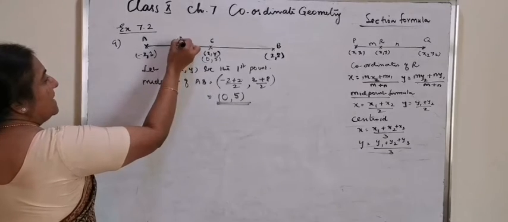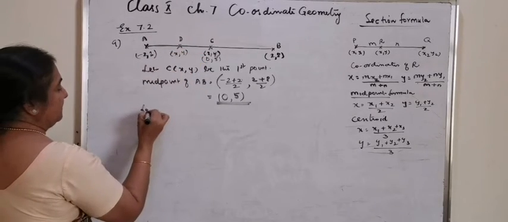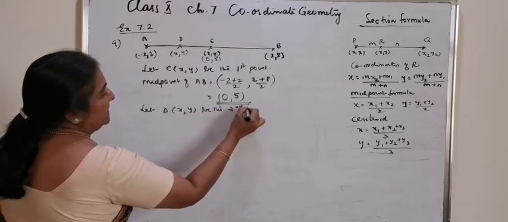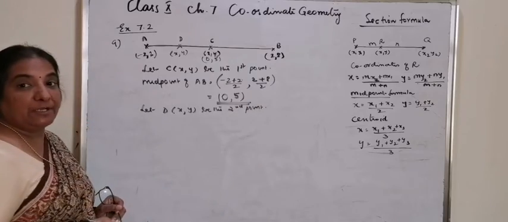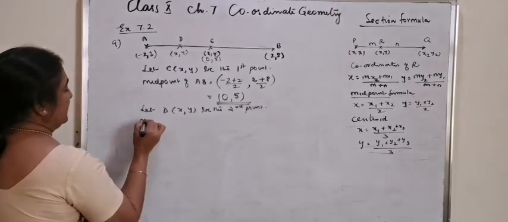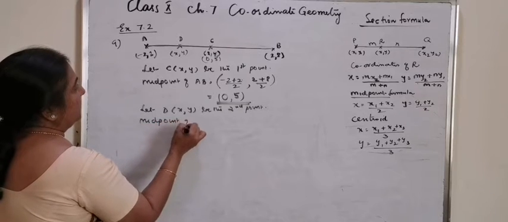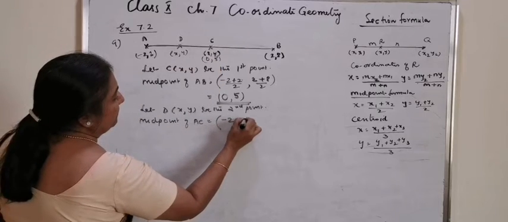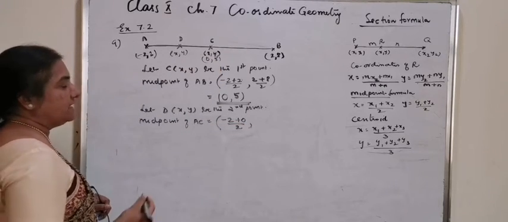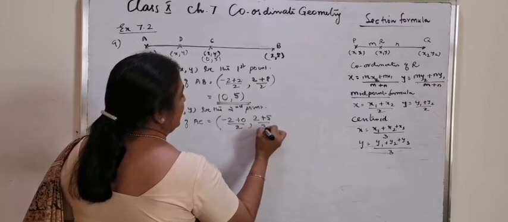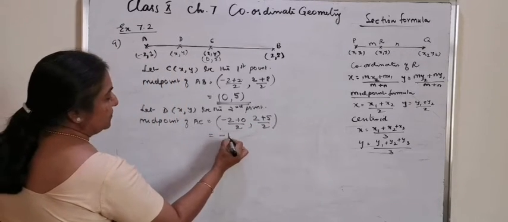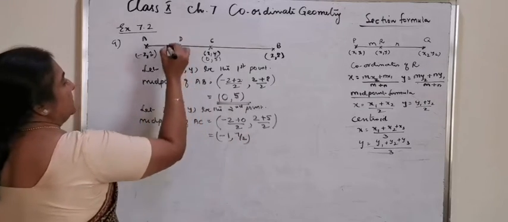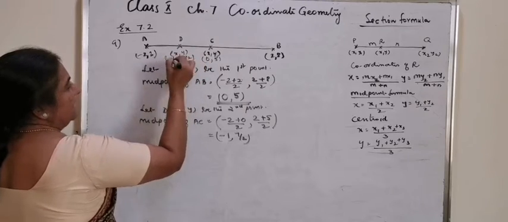Let D(x, y) be the second point. How to get the coordinates of the point? D is the midpoint of AC. Midpoint of AC is minus 2 plus 0 by 2, and the y coordinate is 2 plus 5 by 2. Minus 2 plus 0 by 2 is minus 1, and 5 plus 2, 7 by 2. So the second point is minus 1, 7 by 2.